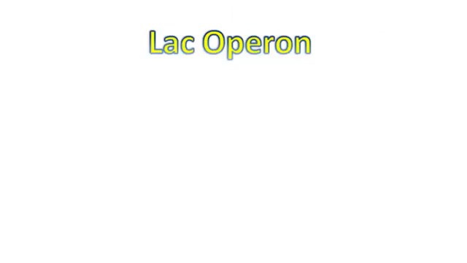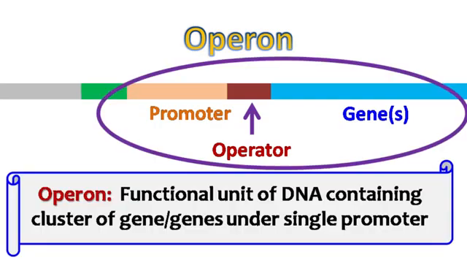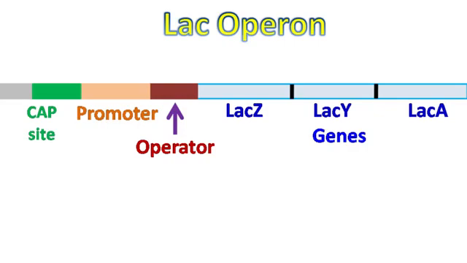Now let's talk about the lac Operon. An operon is a functional unit of DNA containing a cluster of genes under a single promoter. The lac Operon has three genes, LAC-Z, LAC-Y, and LAC-A.